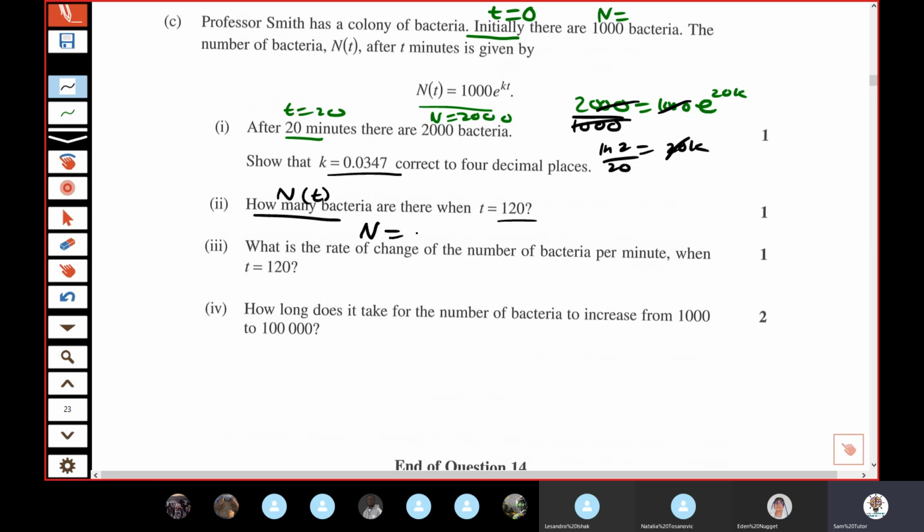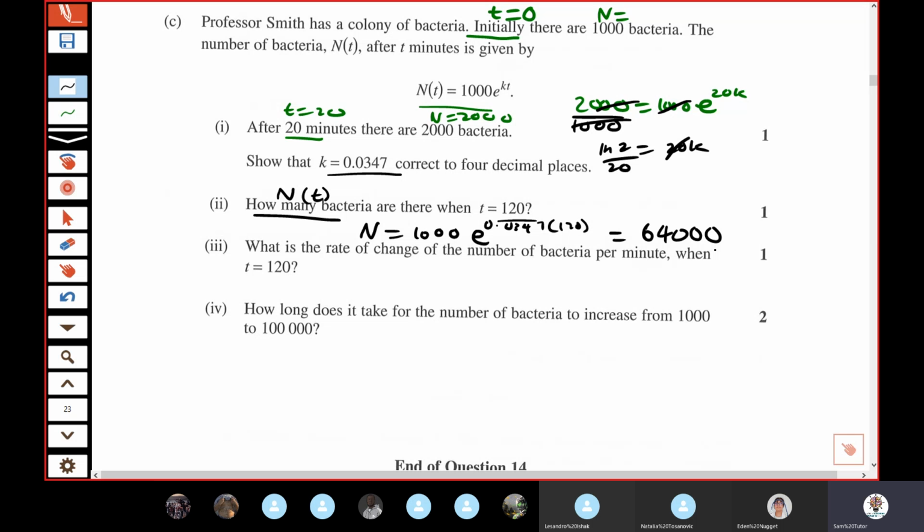Very easy. N equals 1,000 e^k, 0.0347 times 120. But you can write that, you don't use that. I've said that a few times now. We use the unrounded answer. So, what's your answer? 64,000? On the dot? Wow. When it's not rounded, on the dot 64,000, there you go.